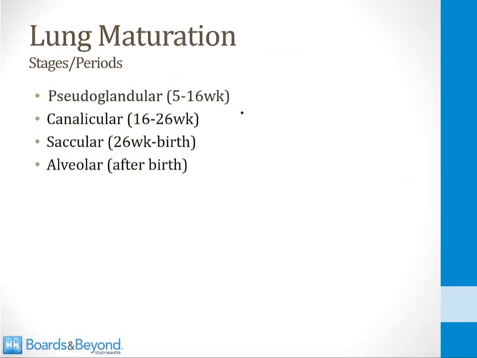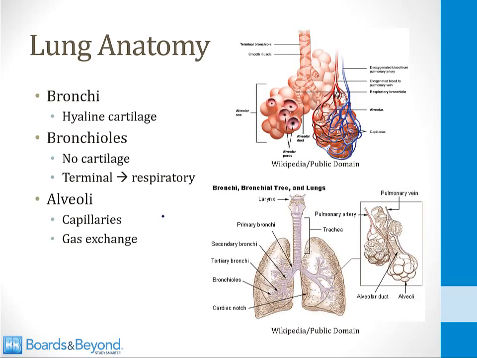After 4 weeks, lung development is classically divided into 4 stages or periods. The first one's called the pseudoglandular, the second one's called the canalicular, the third one is the saccular, and the last one is the alveolar, and this actually occurs after birth. Your lungs are not completely formed at birth, they continue to develop during childhood and adolescence. So before we drill down on those 4 stages, let's briefly review a little bit of lung anatomy.